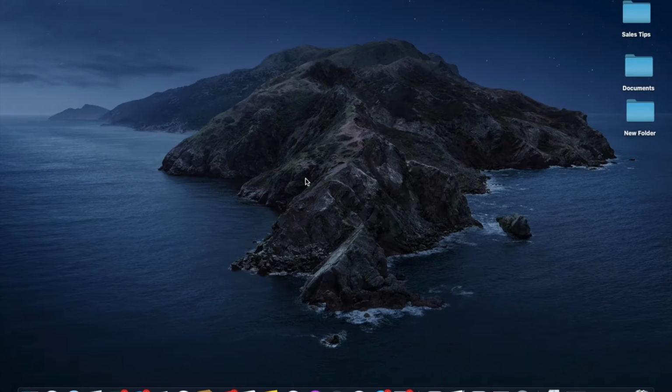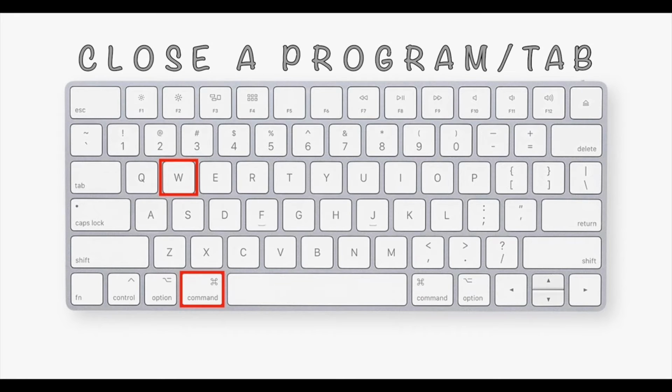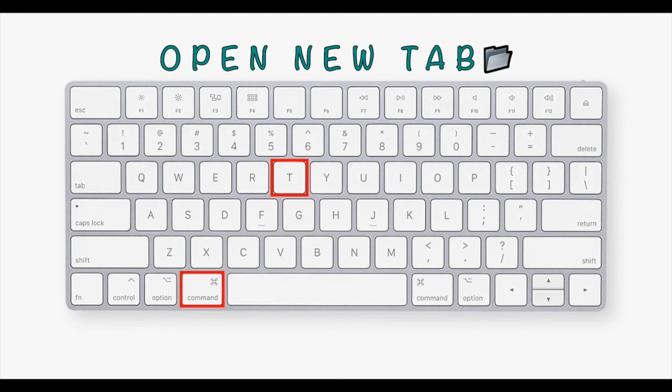Let's say I want to go back to Finder. Whatever that may be, it just makes it really easy to navigate. It just makes my life so much easier. Now, to close a particular program or a tab, all I have to do is press Command and W. Now, another shortcut that I find extremely useful and I use it a lot in my daily life is opening a new tab. So simply Command and T will allow you to do that.